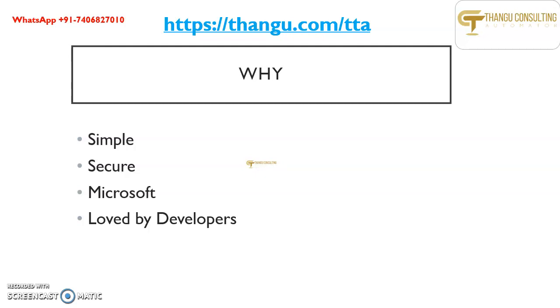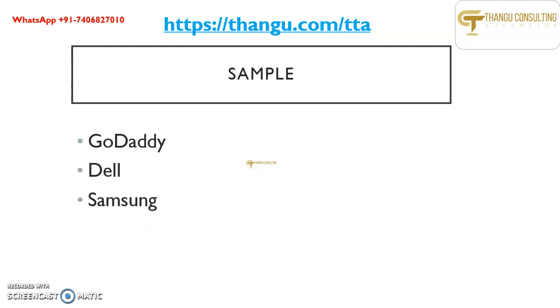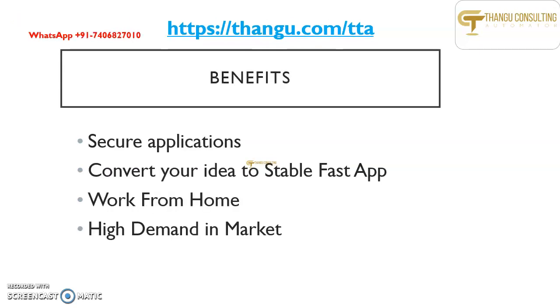It is highly secure. It's simple. Once you start learning it, it's very simple and it's loved by many developers. And it's one of the most in-demand skills in the market as of 2022. Java and .NET are highly in demand, learned by many people around the globe. What are the top companies using .NET? GoDaddy, Dell, Samsung, and many more companies.